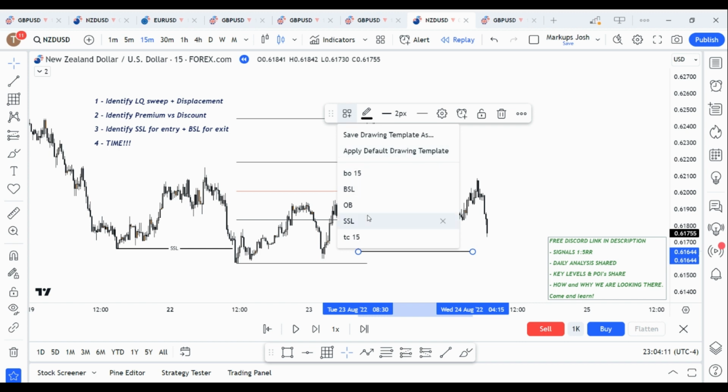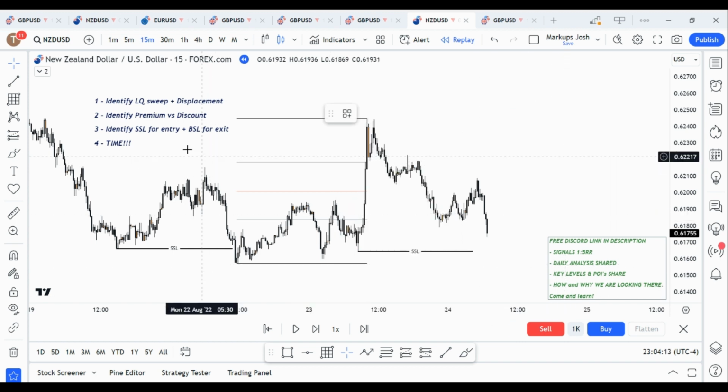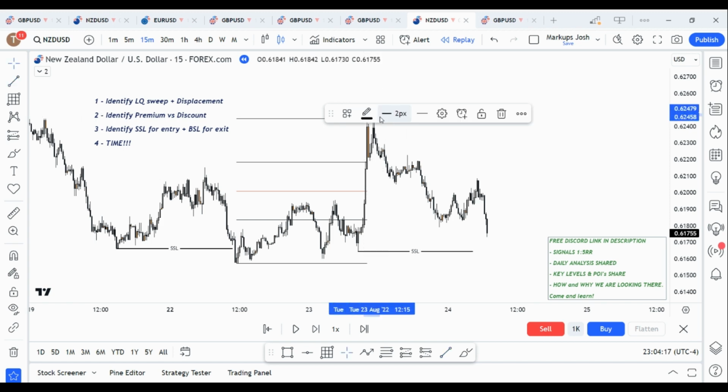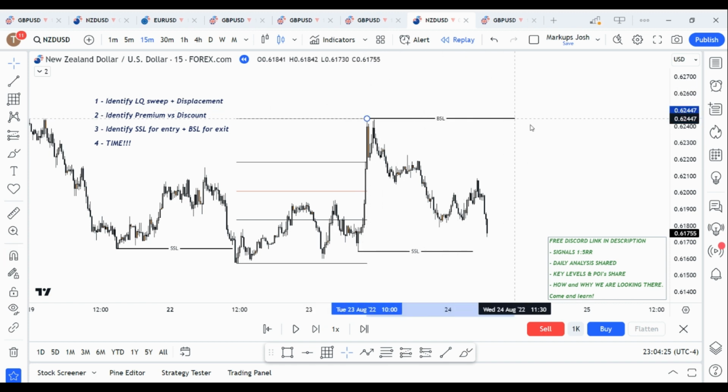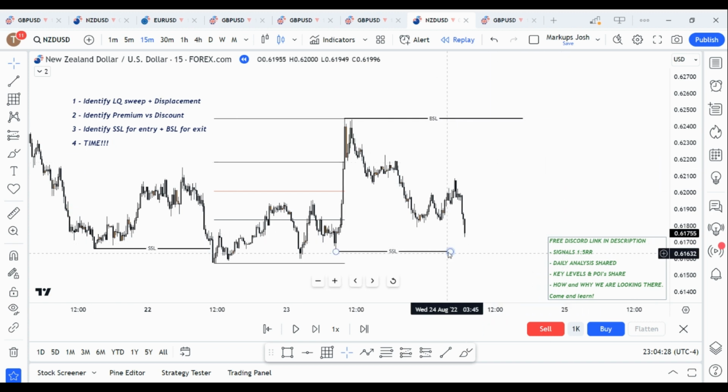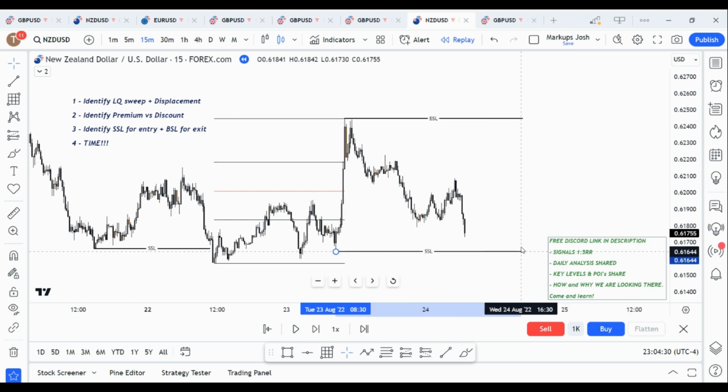So I'll just mark on. We have this as sell side liquidity, and we need buy side liquidity for an exit. As you can see, we have stacked equal highs here for buy side liquidity. So let's make this a little bit tidier. Our buy side liquidity there, as you can see, and our sell side liquidity here.